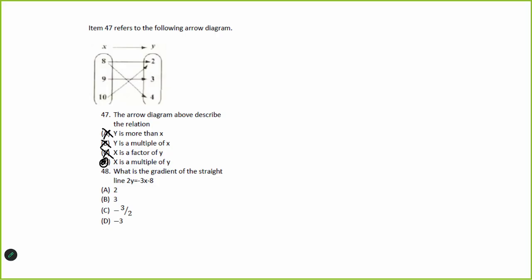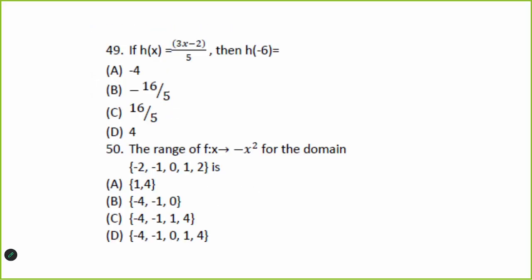What is the gradient of the straight line? So you want y equals mx plus c. You carry across that 2, you're going to get divided by 2. So negative 3 over 2 is the answer. That's a repeated question, by the way. Right, number 49. This is a repeated question. It was 3 by negative 6 is negative 18 minus 2. Negative 18 minus 2 is minus 20. Minus 20 over 5 is negative 4.